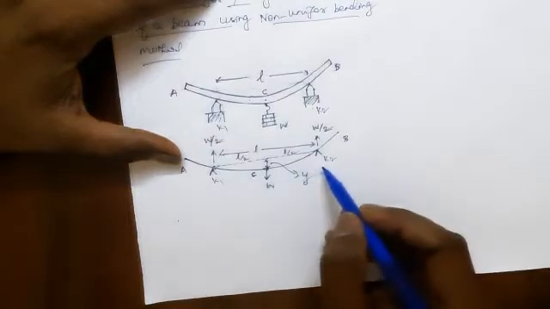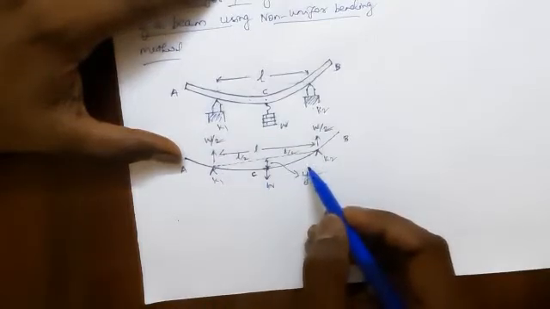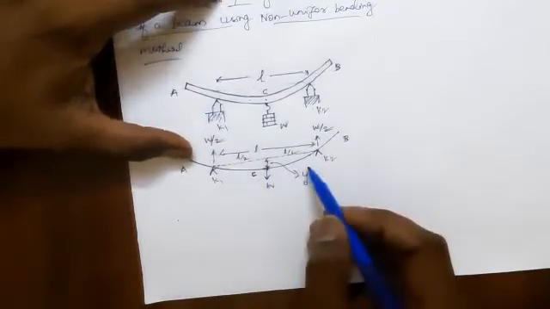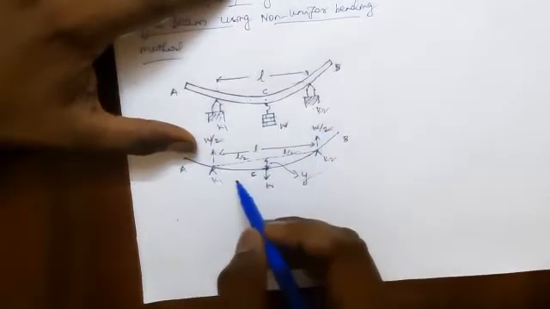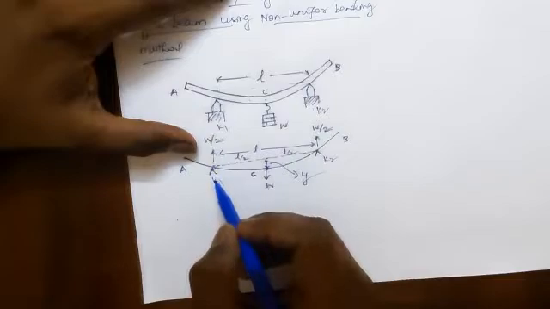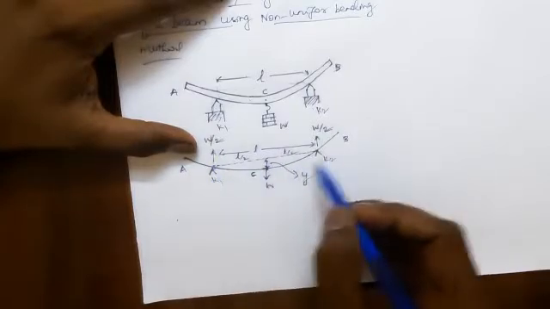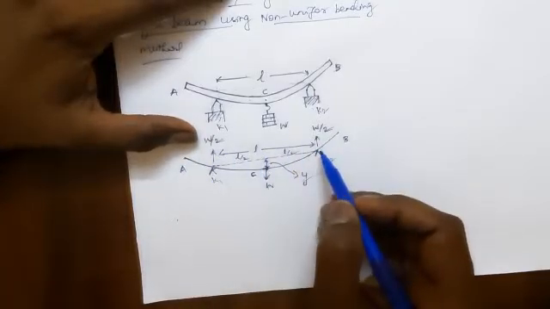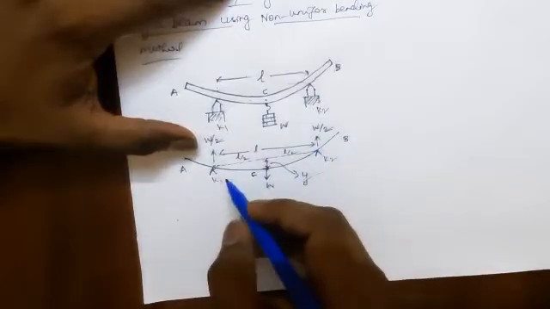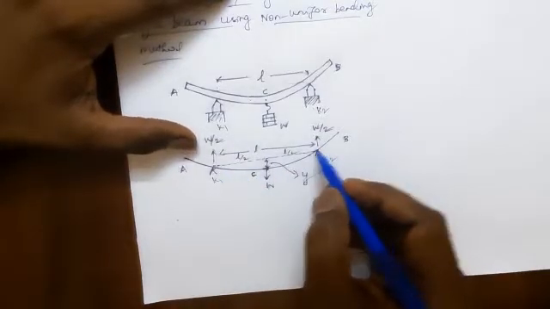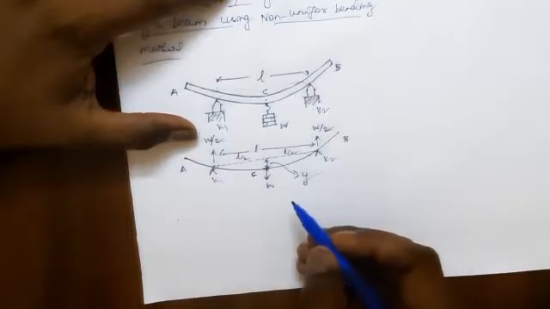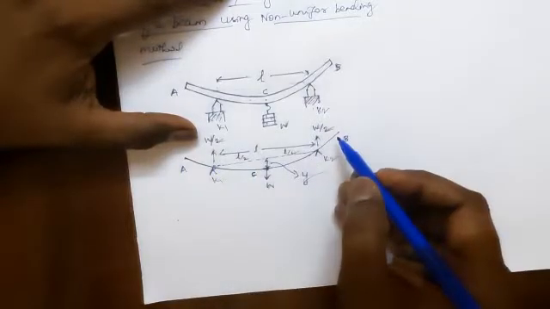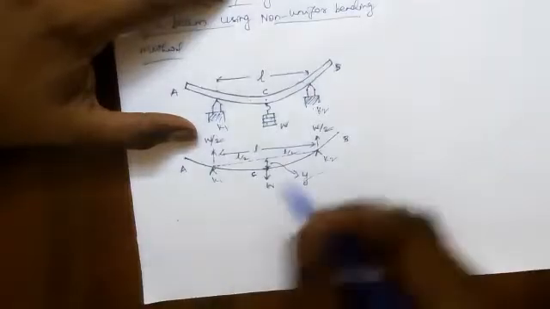The force of reaction at the two knife edges K1 and K2 splits into two parts, each equal to W by 2.